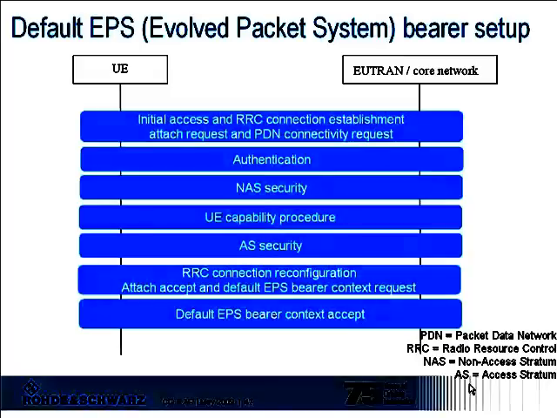The EPS bearer has to cross multiple interfaces to establish that connection: between the UE and the eNodeB, between the eNodeB and the serving gateway via the S1 interface, and between the serving gateway and the packet gateway. A lot of procedures have to be executed and a lot of information is exchanged between the network and the UE. As shown, tasks like the initial access procedure have to be passed first, further RRC connection establishment, attach request and PDN connectivity request, authentication and non-access stratum security procedure, checking the UE capabilities, access stratum security, RRC connection reconfiguration, attach accept with default EPS bearer context request, and as a last step, the default EPS bearer context accept.